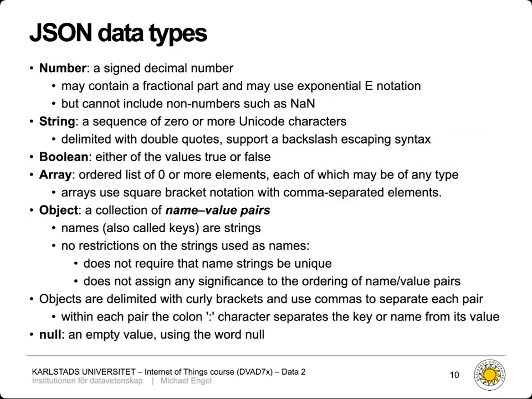If we want to get a bit more formal, we can dig into this again in more detail. So first we should ask ourselves which data types can be used in JSON files. And we've seen a number of examples for this. So we've seen numbers. Numbers are signed decimal numbers. They can be integer numbers, but they may contain a fractional part. And for scientific applications, they may also use the exponential e notation, like 6.023e something. But they are not allowed to include non-numbers.